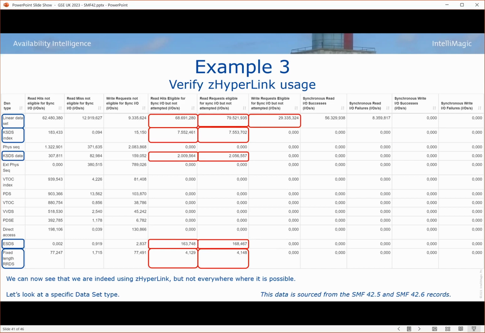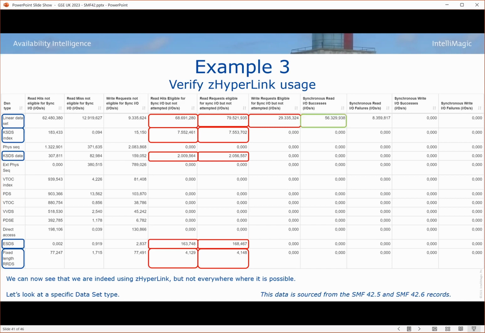and actually how many were not attempted. We can look at maybe write requests if that's supported for that dataset type. So we get a picture here based on the 42 records of our dataset types and if they are eligible and if they're actually using the hyperlinks.